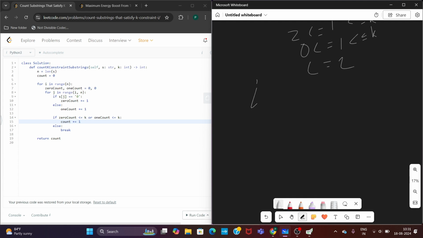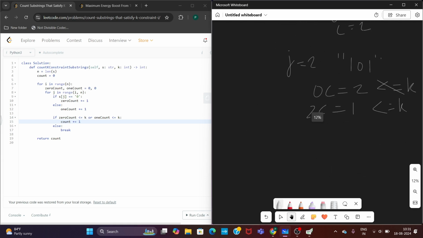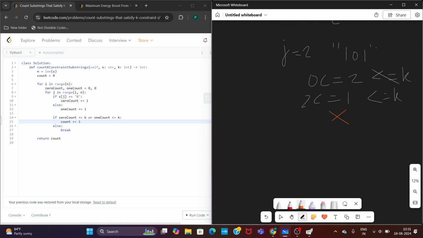Again moving forward to j equals 2, which is 101. In this case, my 1 count is 2 over here, meaning two ones are there, and the 0 count is 1. So it is not less than or equal to k for the 1 count, and this condition is invalid, and my count over here will be 2 only.